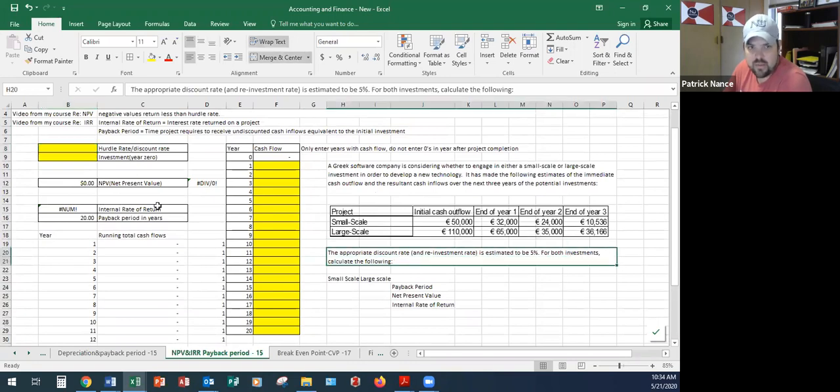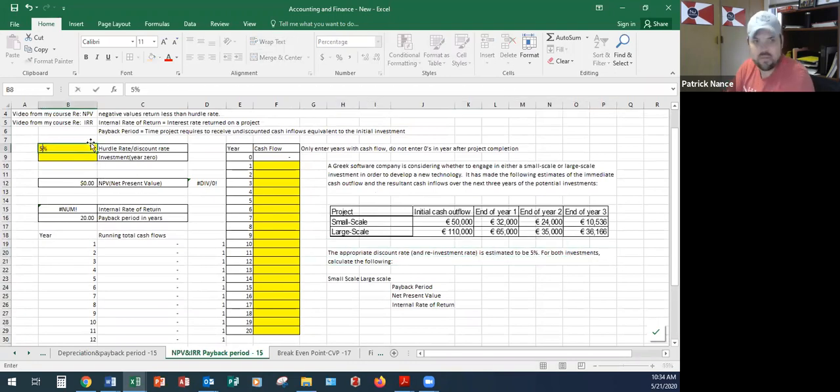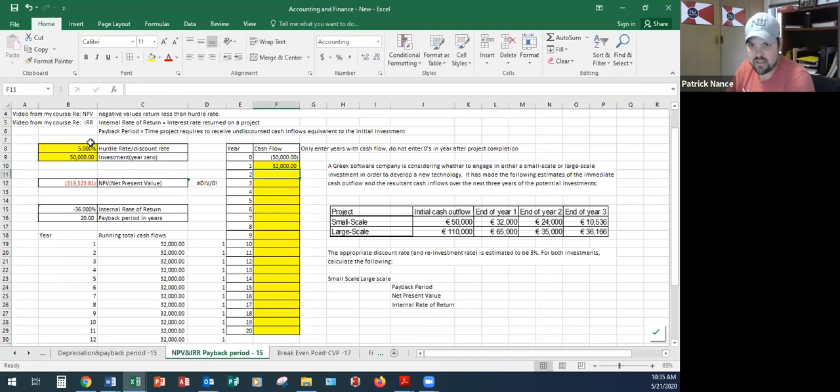But the hurdle rate, I'm going to put the 5%, the reinvestment rate. The investment, we'll do the small scale one first. So this is the cash outflow of $50,000. And then I will come over here and say for year one, I have my cash inflow of $32,000. End of year two, my cash inflow of $24,000. And end of year three, $10,536.